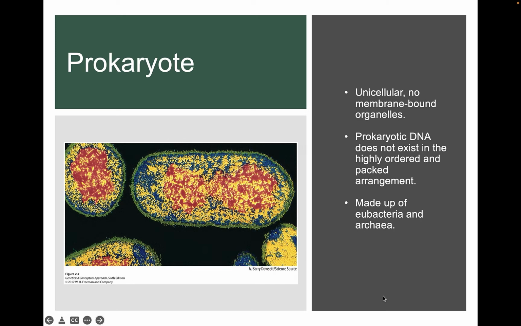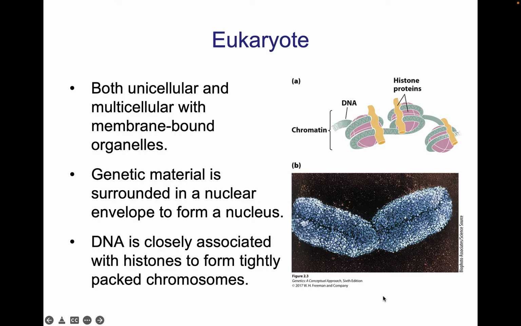Okay, so again, unicellular for a prokaryotic cell, no membrane-bound organelles, and made up of eubacteria and archaea. The eukaryotic cell has both unicellular and multicellular organisms. The genetic material is going to be surrounded by that nuclear envelope to form what we call a nucleus, and the DNA is typically linear, okay, and is associated or tightly woven with other proteins such as histone proteins, which help form the discrete chromosomes that we see if we were to look under a microscope.